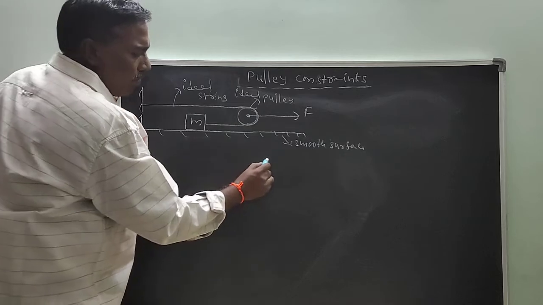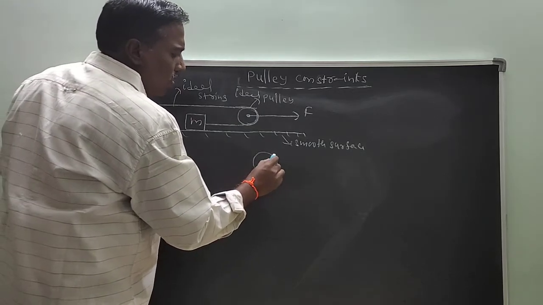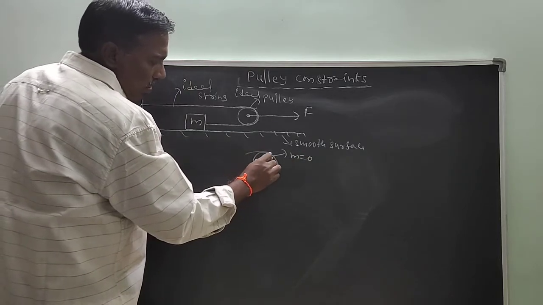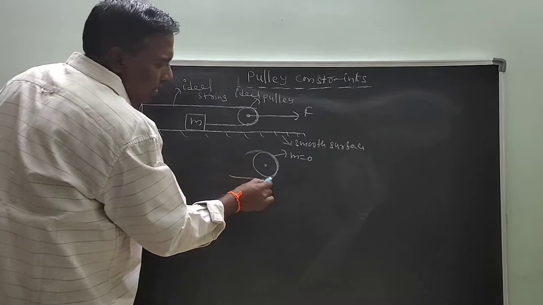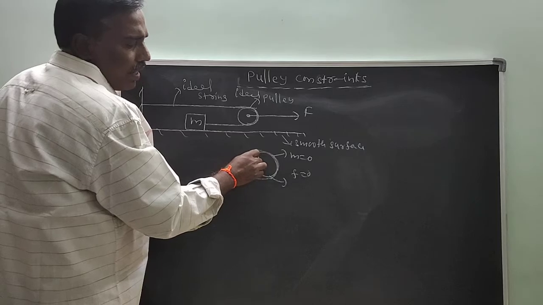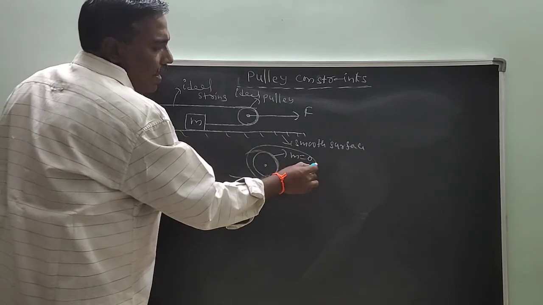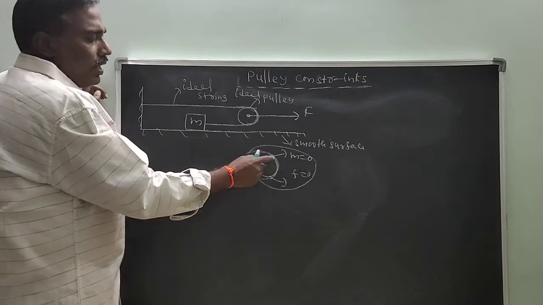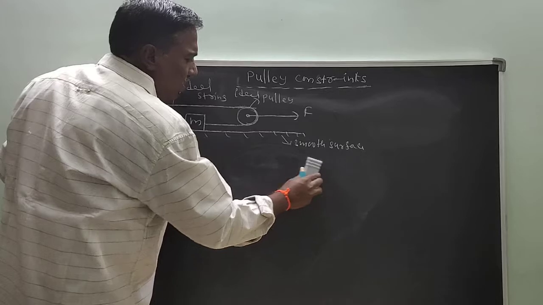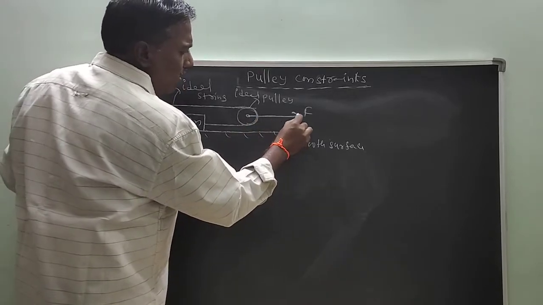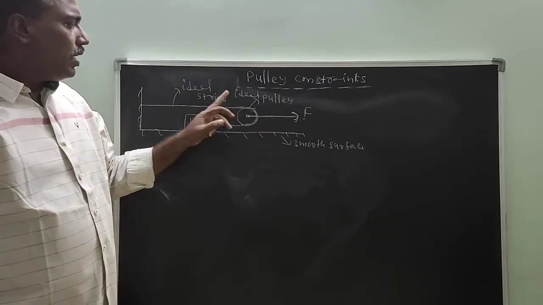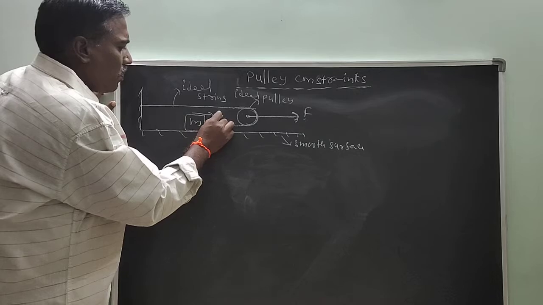ideal pulley. For an ideal pulley also, mass is 0. And the second one, the string slides on this pulley. That means there is no friction between string and pulley. This is the condition for an ideal pulley. For an ideal pulley, mass is 0. Second one, when a force F is applied on this pulley, what is the acceleration of this block?